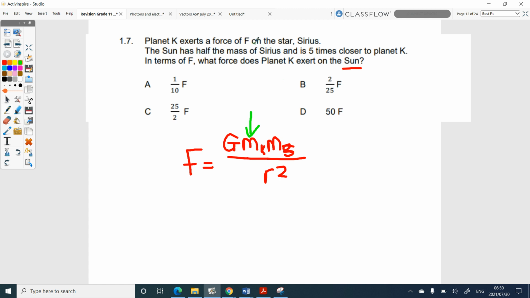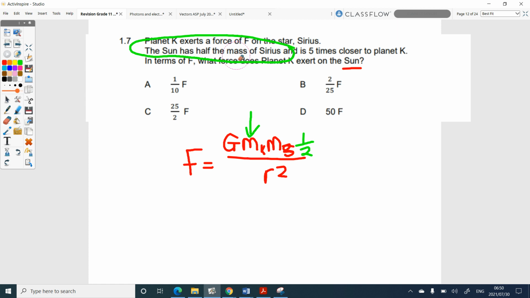Don't do that. Read the question. It says here the sun has half the mass. Half the mass. Sirius, guys, is actually one of our biggest stars in the universe, and it's all the Harry Potter things are all in the stars. I don't know who watches Harry Potter, but the sun, read the question, the sun has half the mass, so what is this mass going to change into? It's not going to be m anymore, it's going to be half m.